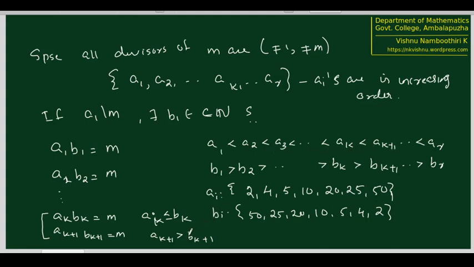up to Ar. Now we are getting Ak+1 to be greater than Bk+1. But if Ak+1 is greater than Bk+1, then Bk+1 is a factor less than Ak+1. Therefore, Bk+1 must be one of A1, A2, etc., up to Ak. So that's clear, right? Because Bk+1 is a factor and Bk+1 is less than Ak+1, therefore Bk+1 must be less than or equal to Ak.